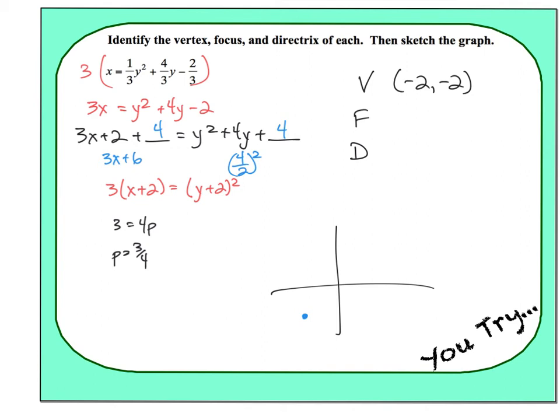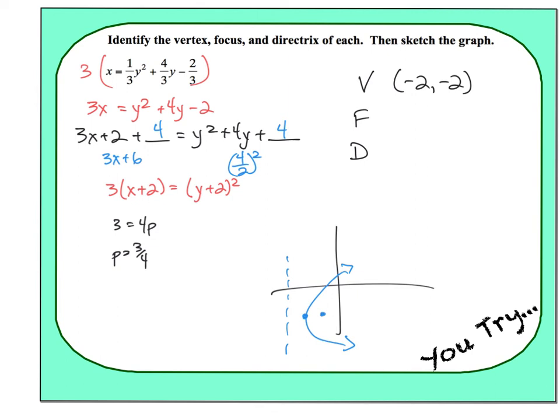So then for my focus, I knew that the y was still negative 2. So for my x, I got negative 5/4. Okay, it will be negative 5/4, but let's go through this. It's going to be a y squared with a positive p, so which way is it going to open? To the right. It's going to open to the right. All right, so then my directrix will be over here.